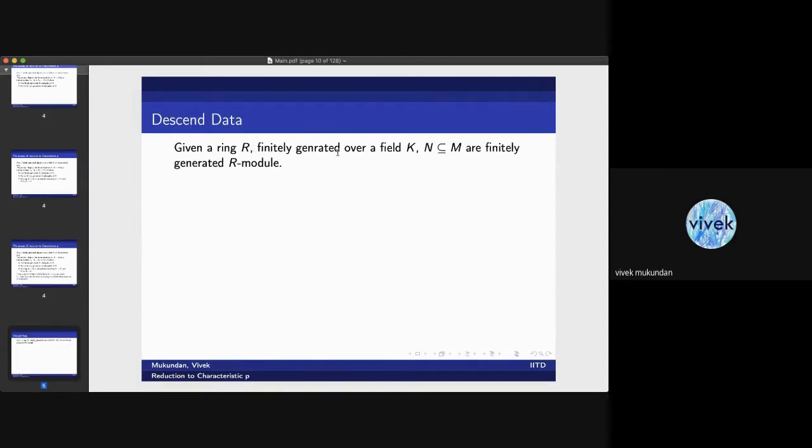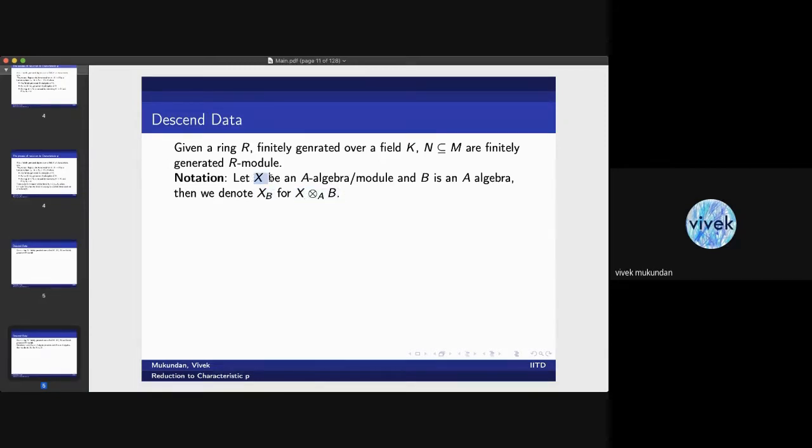Given a ring R, a finitely generated field K, and M is a finitely generated R-module, and N is a finitely generated R-submodule of M. First, notation: given X is an A-algebra or a module, B is an A-algebra, then we denote X_B to be X tensor B.